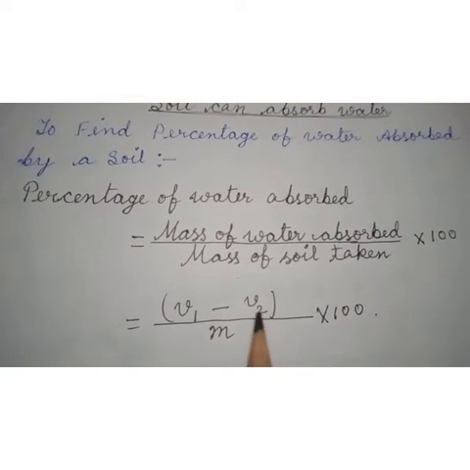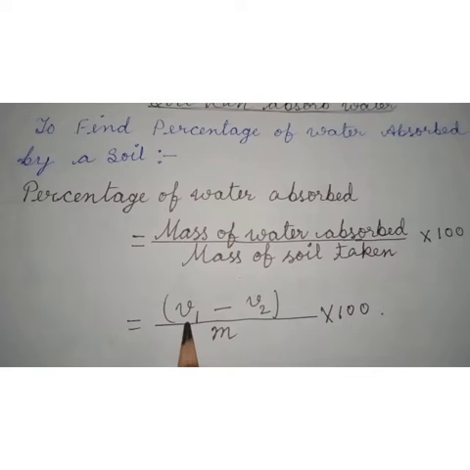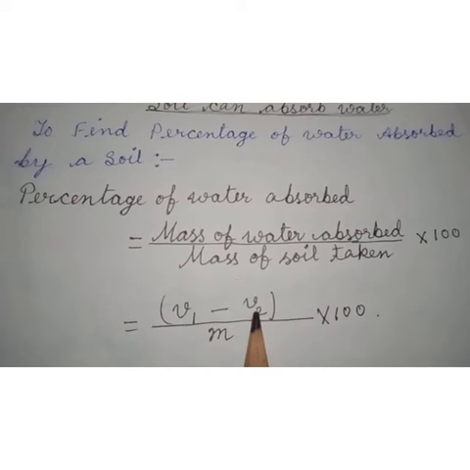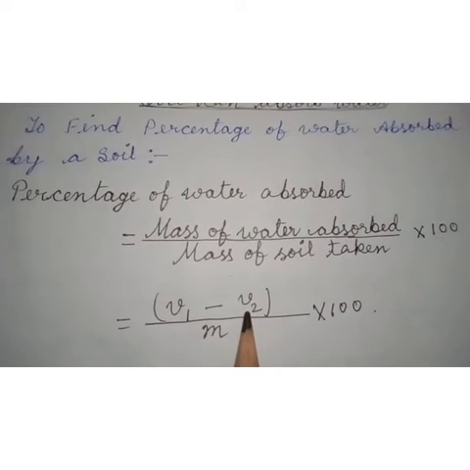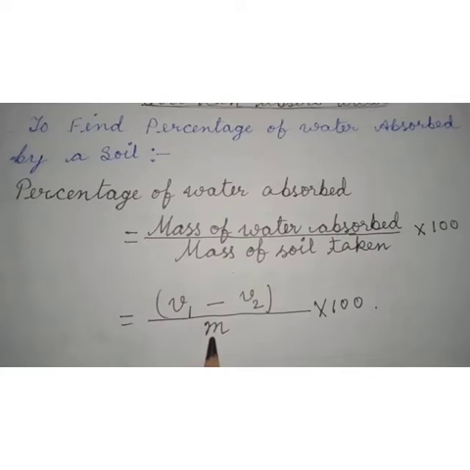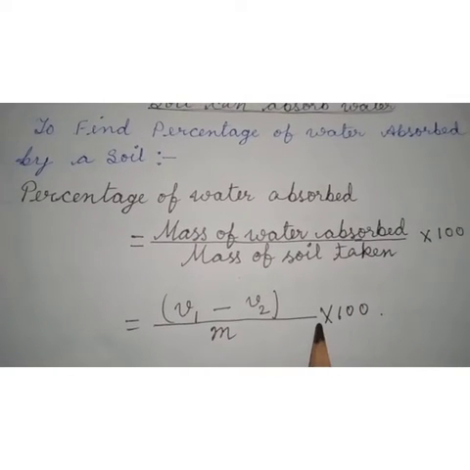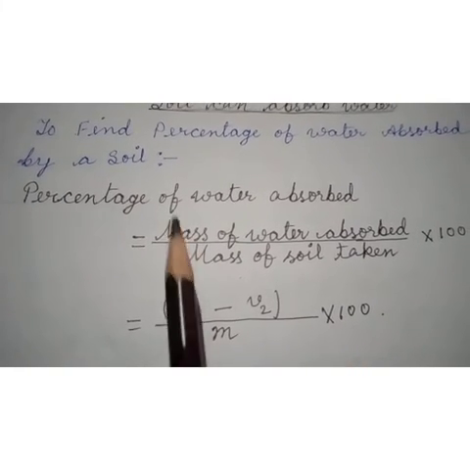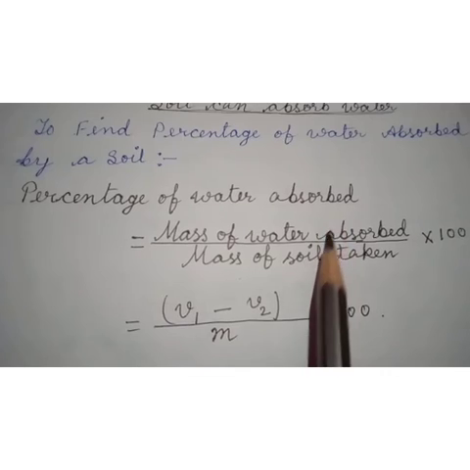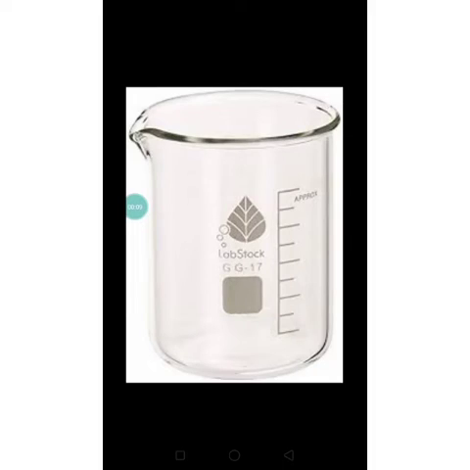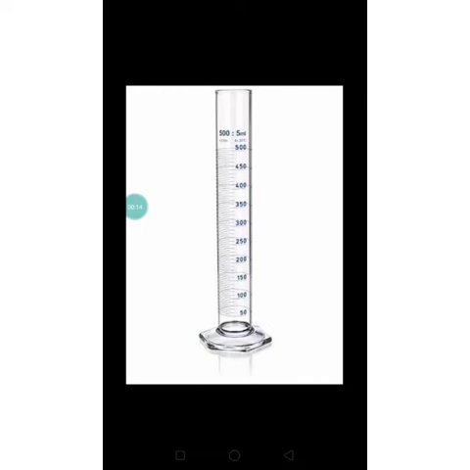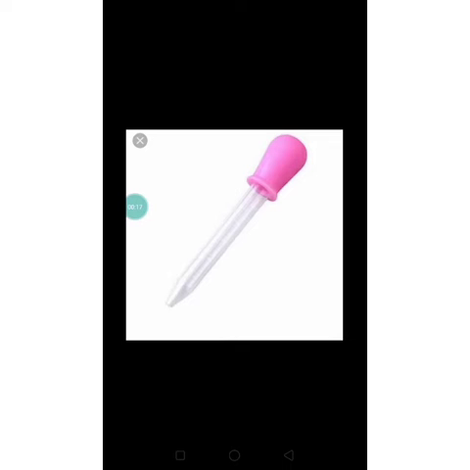V1 denotes initial volume of water, V2 means final volume of water, M means mass of soil, and this value will be multiplied by 100 to get the percentage of water absorbed by the soil sample. For this, we require a beaker, a funnel, a measuring cylinder and a dropper along with a filter paper.